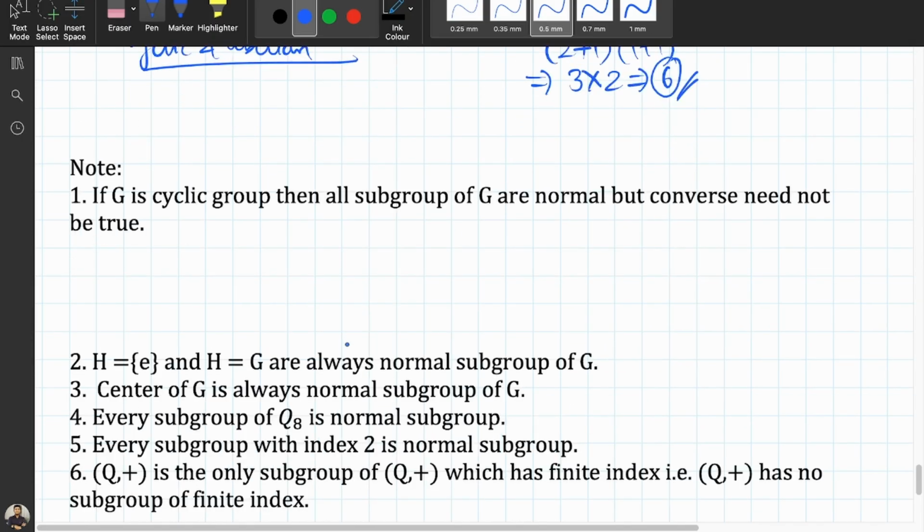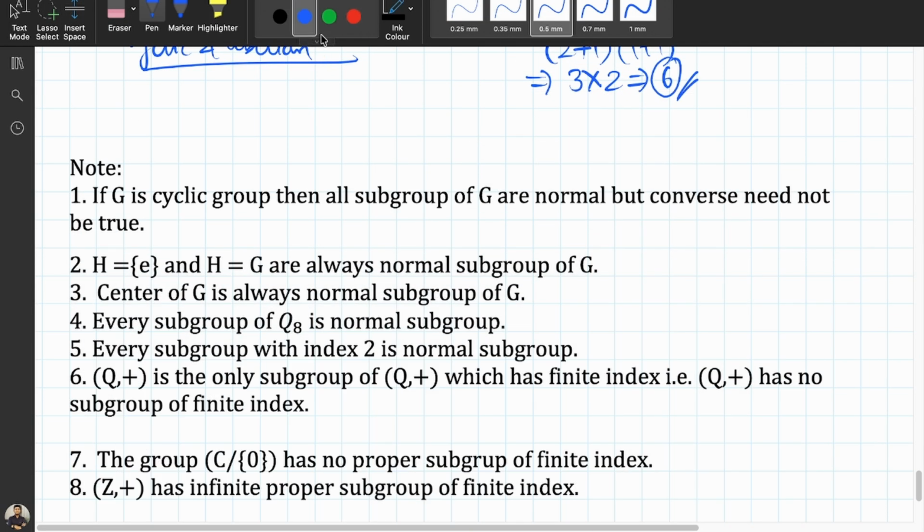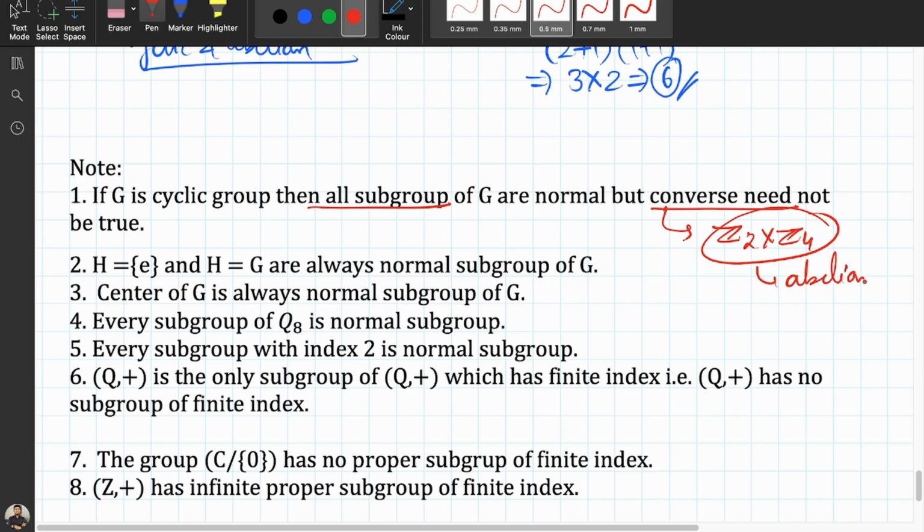Now there are some note points that we will see here. If G is cyclic, then all subgroups are cyclic, that we have seen. But the converse need not be true. Just see Z2 cross Z4: it is abelian, but it is not cyclic. All subgroups are normal subgroups, but it is not cyclic. This is the counterexample. If H is the identity and G itself, these both are trivial subgroups and are always normal.